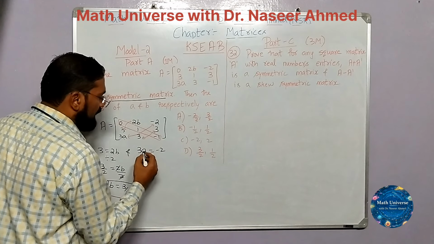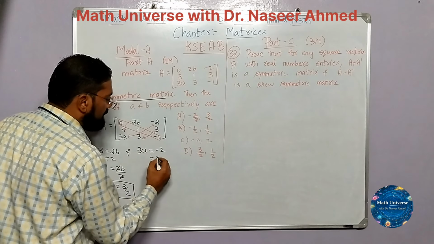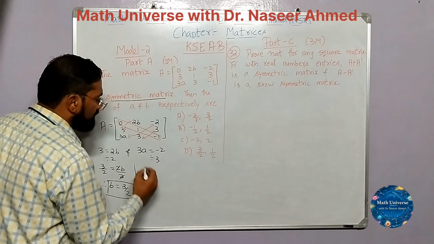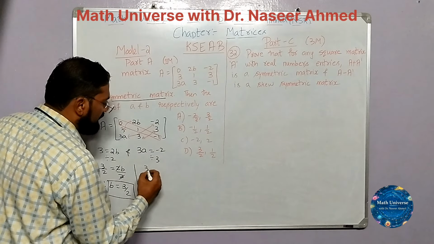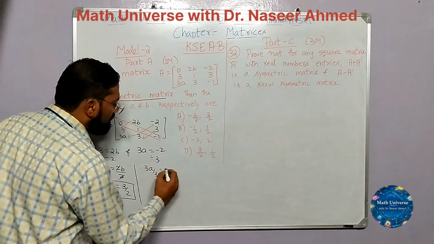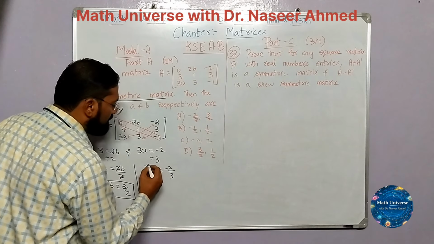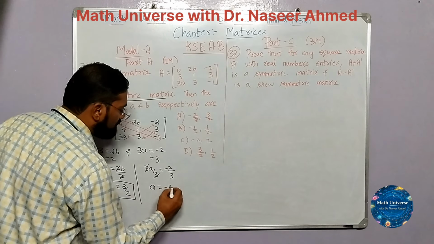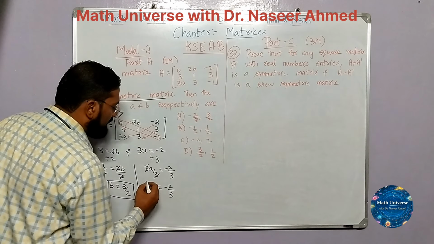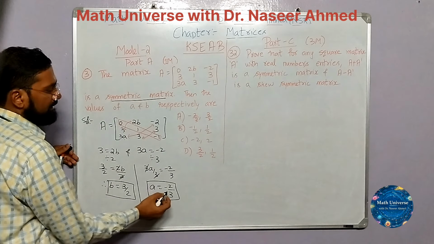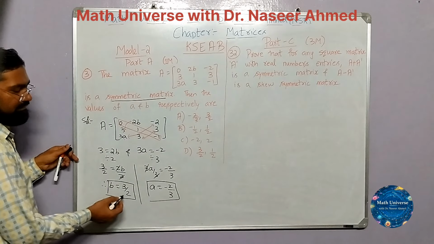Whereas here I have to solve for A. So divide by 3. So we are going to have 3A by 3 is equal to minus 2 by 3. 3 by 3 gets cancelled. A is equal to minus 2 by 3. So very clear, the value of A is minus 2 by 3 and the value of B is 3 by 2.